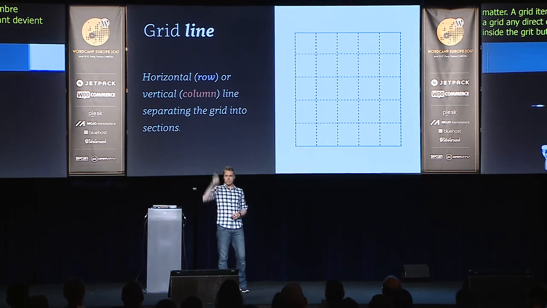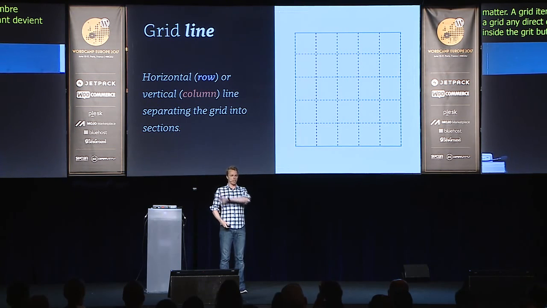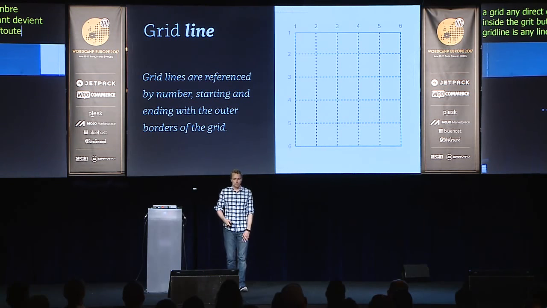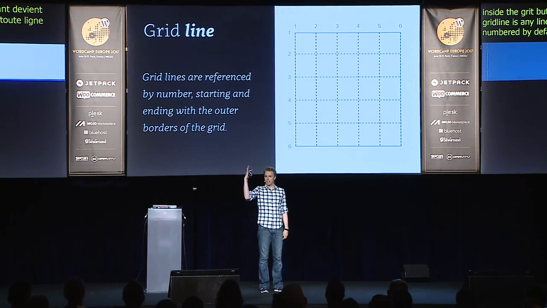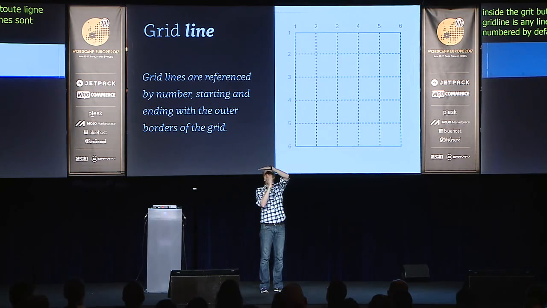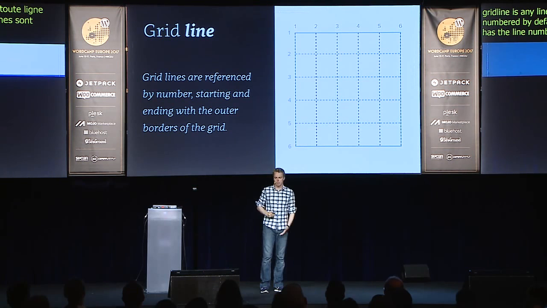A grid line is any of the lines you draw inside the grid, horizontal or vertical. The grid lines are numbered by default, so the first edge of the grid, either vertical or horizontal, has the line number 1, and then you just count them, 2, 3, 4, 5, 6, and the last one has the last number.